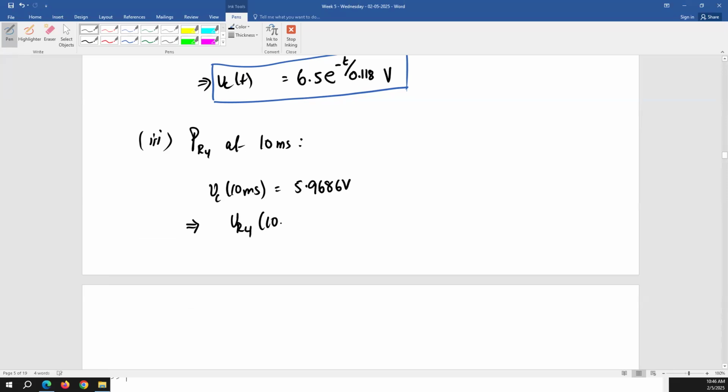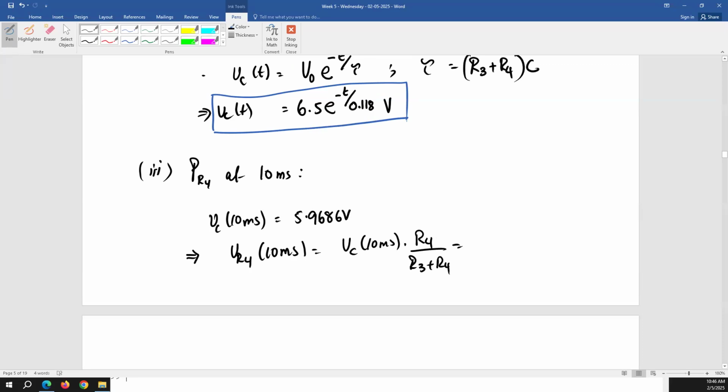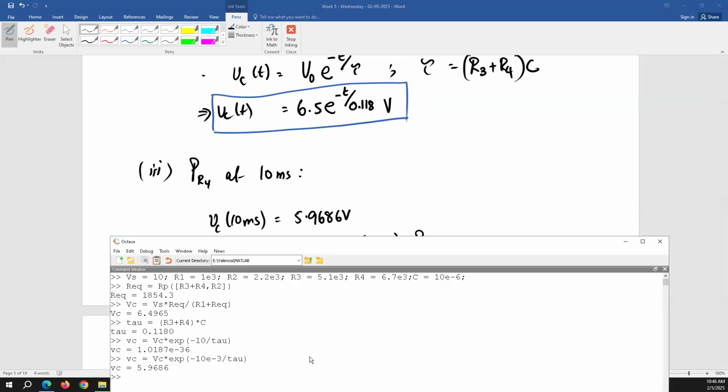Which means VR4 at 10 millisecond will be VC at 10 millisecond times R4 over R3 plus R4, voltage division. VR4 at 10 millisecond will be VC times R4 divided by R3 plus R4, which is 3.389.